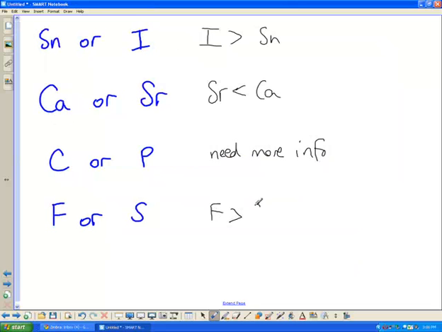So therefore fluorine's higher than sulfur. So therefore iodine is higher, calcium is higher. Can't say anything here, fluorine is higher. So you can compare ionization energies of any two elements without much of a problem.